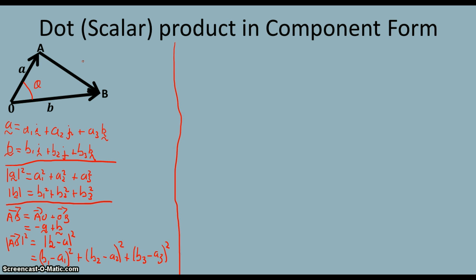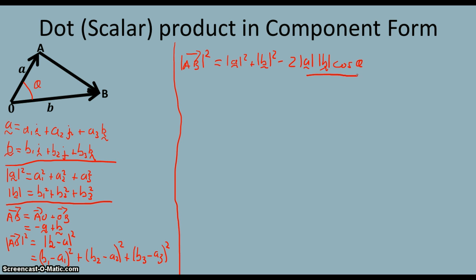We're going to use the cosine rule on this triangle to find an expression for AB all squared. We could say vector AB all squared using the cosine rule is the magnitude of A squared plus the magnitude of vector B squared minus 2 times the magnitude of vector A times the magnitude of vector B times the cosine of the angle between them, so cos theta.